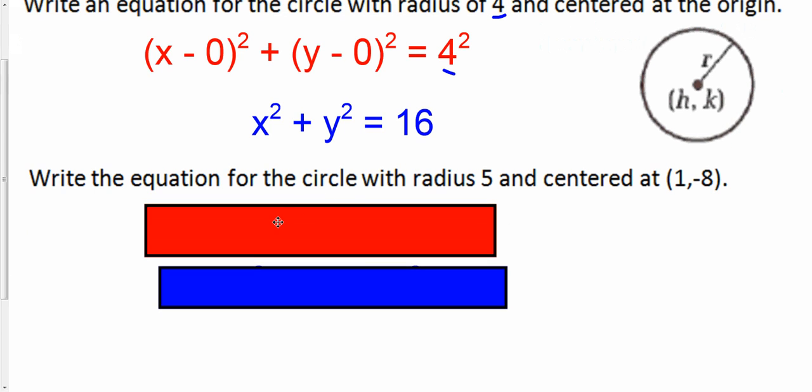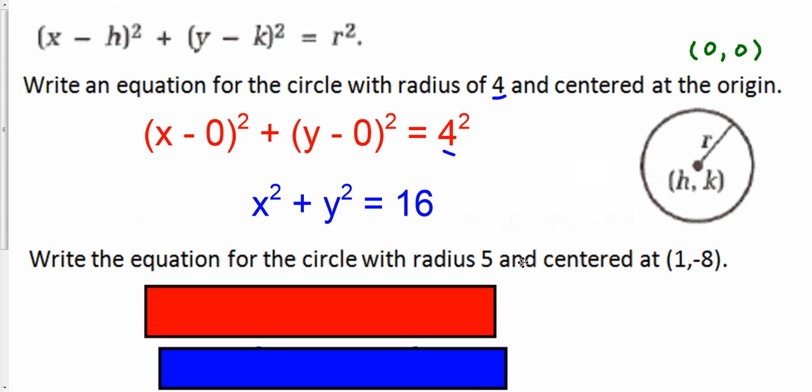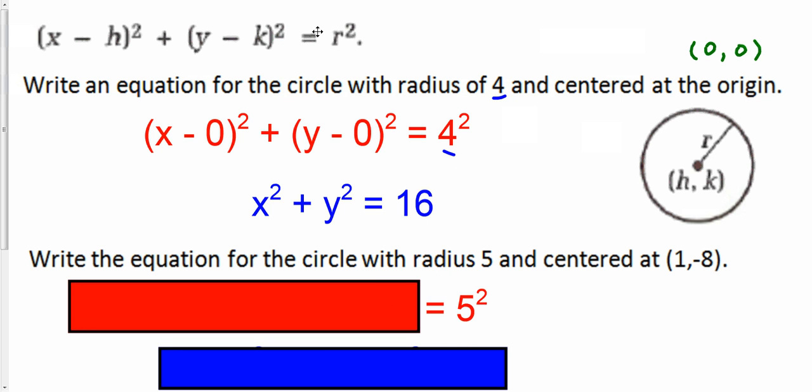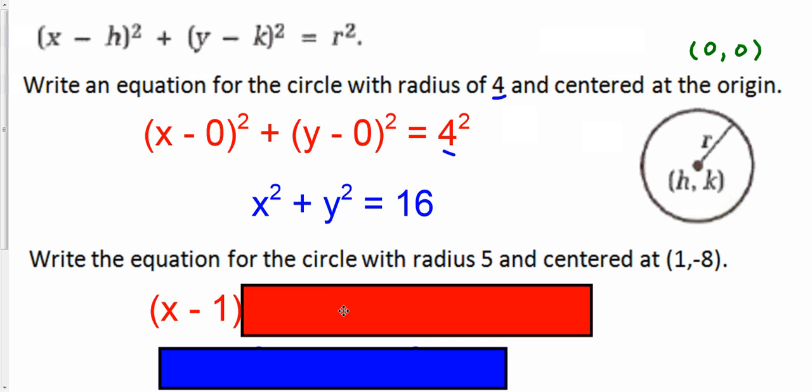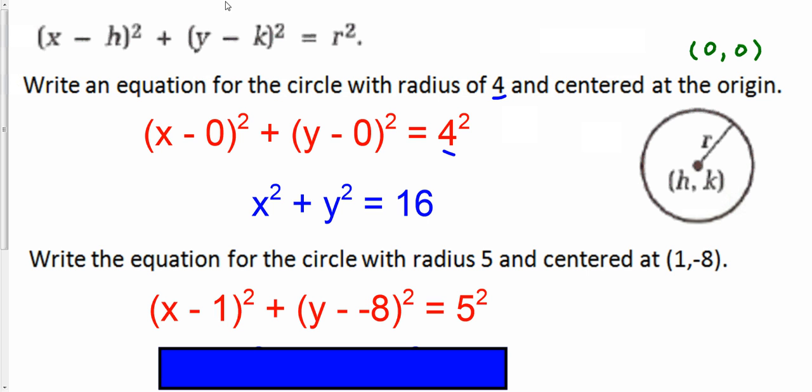Now let's try writing the equation for the circle with a radius of 5 that's centered at (1, negative 8). Well, first off, anytime you know the radius is exactly some number, you can plug that in at the end. We have r squared, so it's going to be 5 squared at the end of that. When we're centered at (1, negative 8), that 1 gets placed next to the x, so (x minus 1) squared plus, and then the negative 8 goes along with the y, it's that k value, so (y minus negative 8) squared. So then everything on this side equals 5 squared.